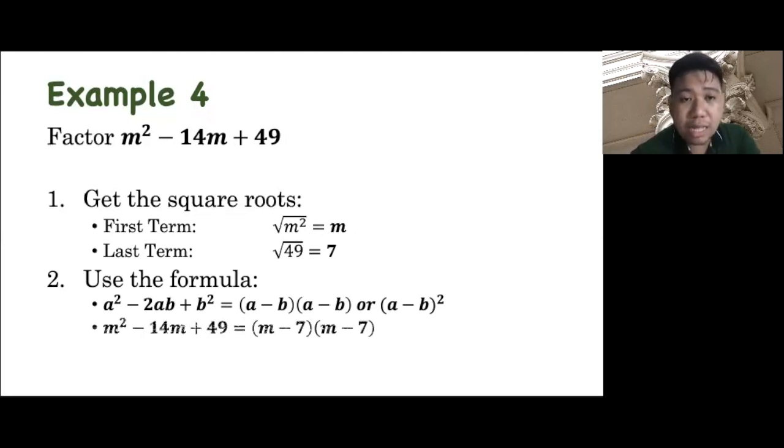So substitute natin yung mga values. We will have m squared minus 14m plus 49. Yan po yung given sa atin. Is equal to the quantity of m minus 7 times the quantity of m minus 7. Again, yung m nakuha natin as square root of the first term at yung 7 yung square root of the last term. So pwede rin natin isulat yung answer natin as the quantity of m minus 7 squared.